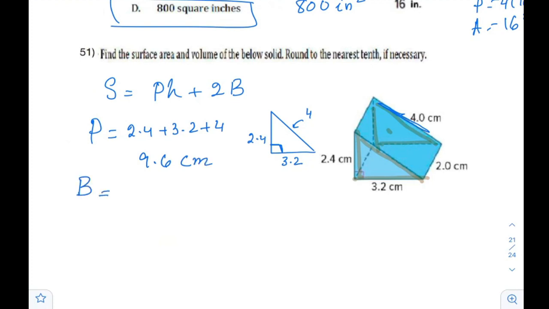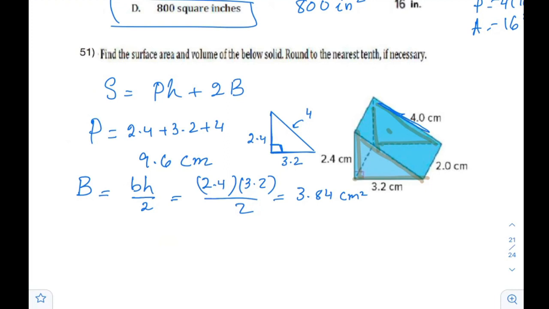The capital B is the area of the triangle. This is one of the easiest triangles to find the area of, because one side is the base and one of them is the height. So you will multiply 2.4. Let's write the formula. Area of the triangle is base times height over 2. So it is 2.4 times 3.2 over 2. It is 3.84 centimeters squared.